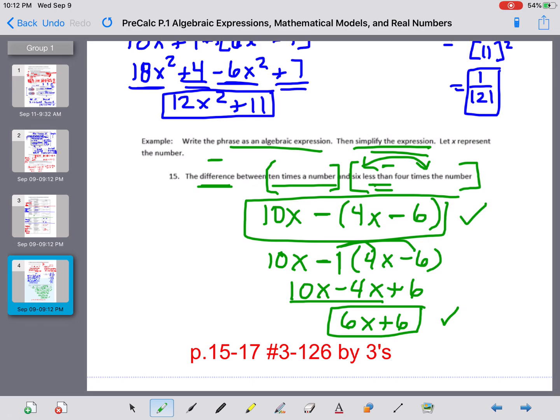So if you like to practice, pages 15 to 17 have some great problems. I like to tell you 3 through 126 by 3s, but I'm going to be honest, if you want to check your answers, you can just do the odds, because then you can check all the odd answers in the back of the book and see if you're on track. Another option, and I know I told some of you, I forgot to tell some of you, Slader.com's your friend. You can go check your work on Slader.com, because I'm not grading this homework. I just want you to understand what you're doing, okay?